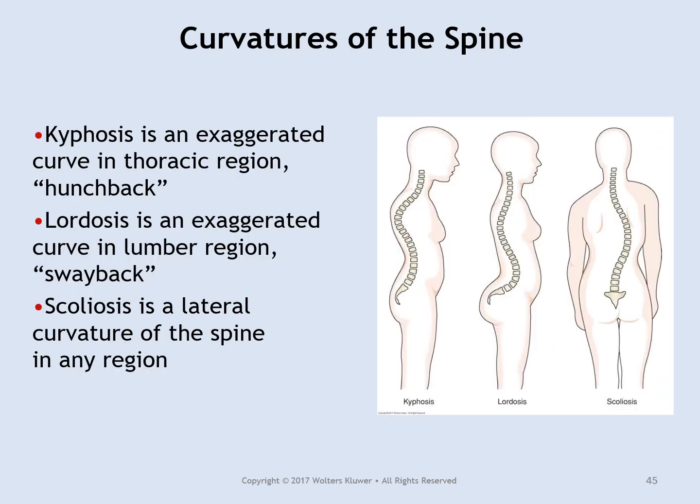So there are three curvatures of the spine you can look at. Kyphosis, in the thoracic region, is like this. That's colloquially called a hunchback. Lordosis is sway back in the lower region down here. And scoliosis is the S-shaped curvature of the back looked at from the dorsal side.